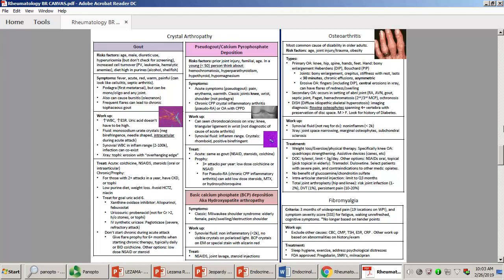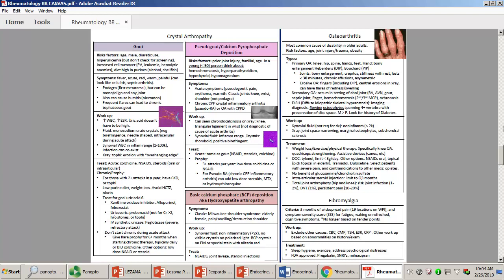So the treatment, acutely, NSAIDs, steroids, and colchicine are going to be your options. Prophylaxis is if they've had more than 3 attacks in the year. Then you could do low-dose colchicine or NSAIDs. For pseudo-RA, you can do low-dose steroids, methotrexate, or hydroxychloroquine. So the stuff that I typically see commonly in the mix-up is hemochromatosis, hyperparathyroidism, and then, of course, the X-ray findings are sort of the classic things that I see tested on them, CPPD.